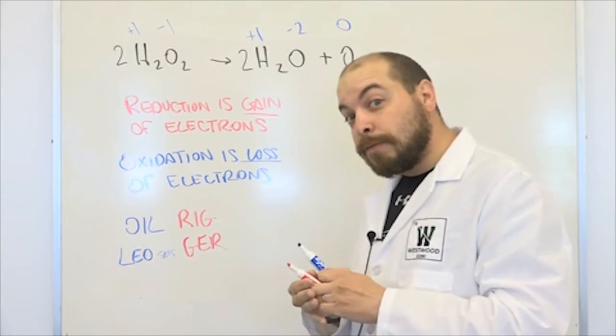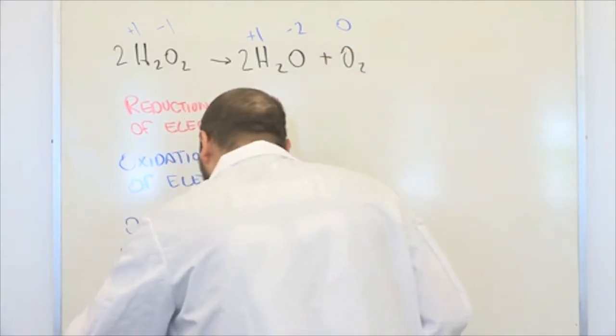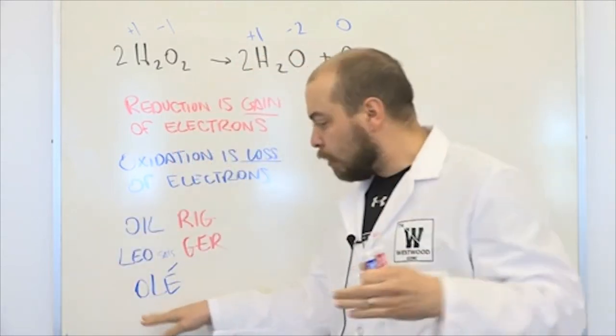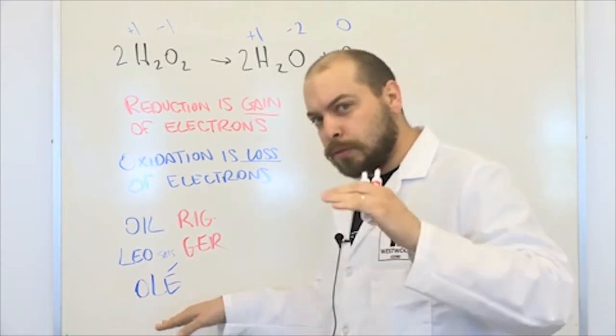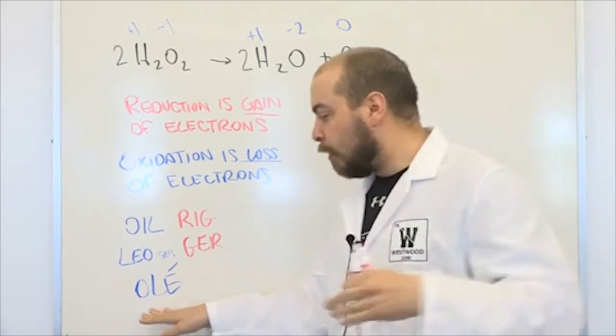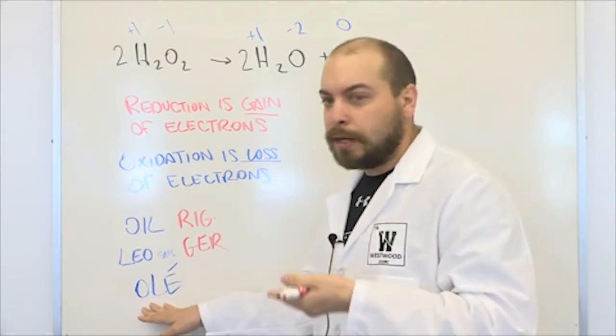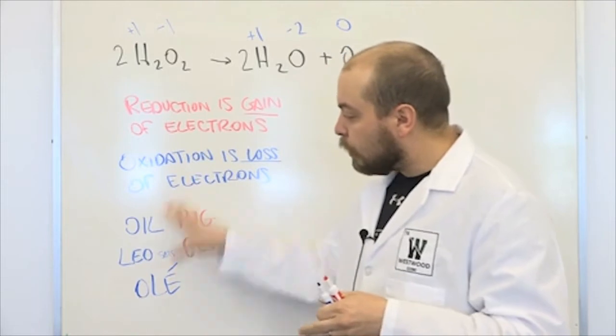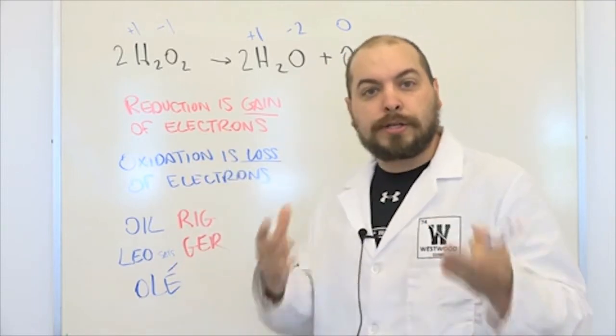But my personal favorite is Olé. Oxidation is loss of electrons. Now, the rule with Olé is you actually have to do the hand motion to it. So you have to go Olé. If you don't do that, then you can't use this mnemonic. You have to use one of the others. So this is your basic introduction to oxidation and reduction.